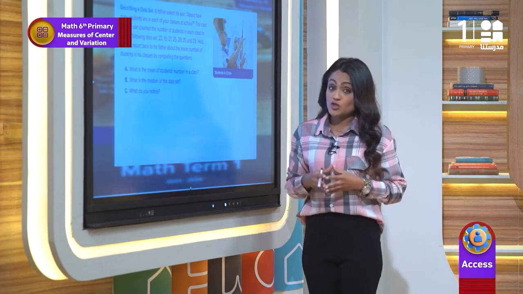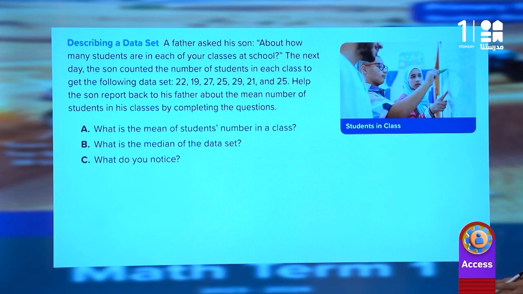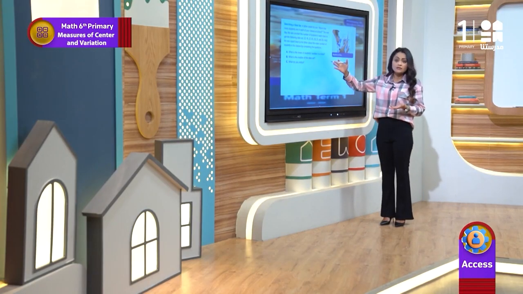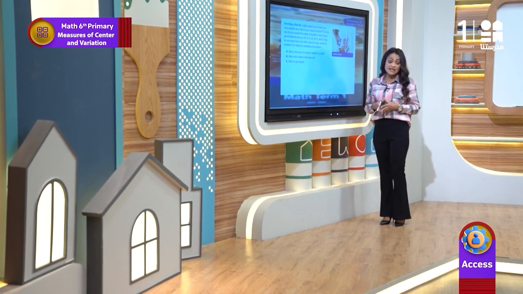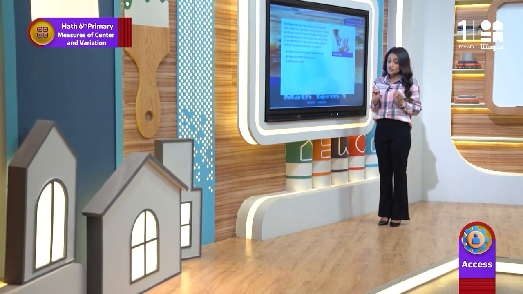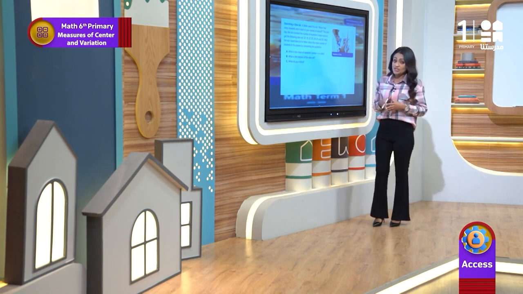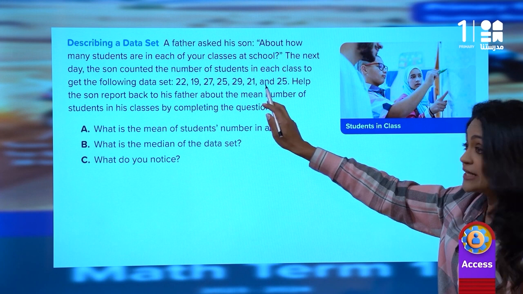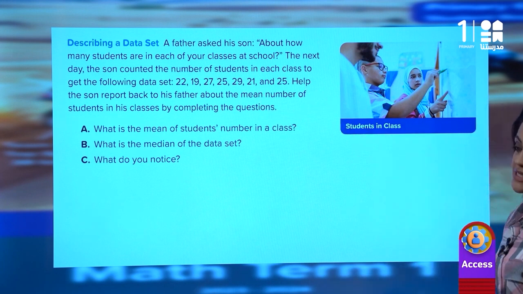In this activity, describing a data set in Access, how could you assign a single value to represent a data set? For example, a father here asked his son about how many students are in each of your classes at school, and the average number of students in the classes. The next day, the son counted the number of students in each class to get the following data, which is 22, 19, 27, 25, 29, 21, and also 25.